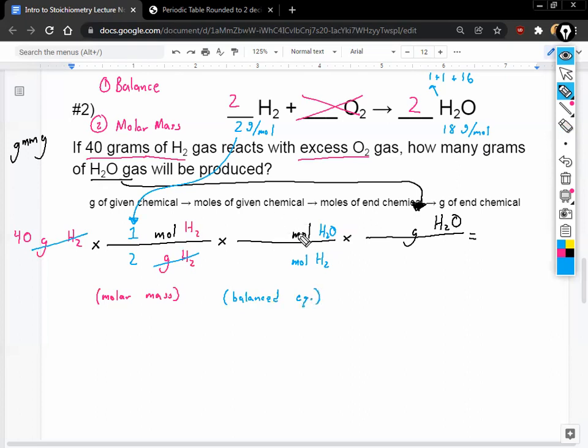Okay, so what number is in front of H2O? 2. So we put a 2 on the top and then 2 for the H2. So 2 goes on the bottom as well. And so that allows us to cancel out the moles of H2 with one another. But we can also cancel out something else. What else can we cancel out here?